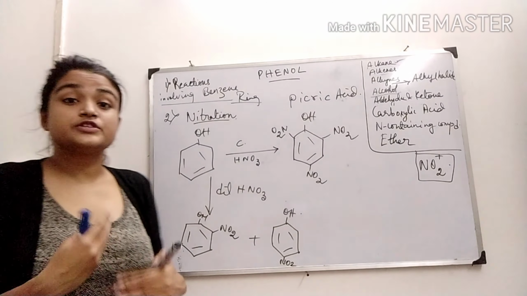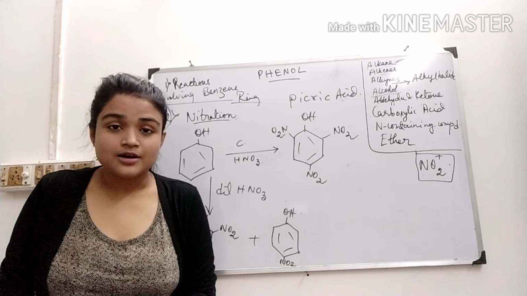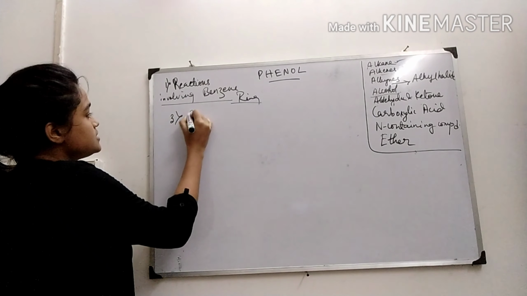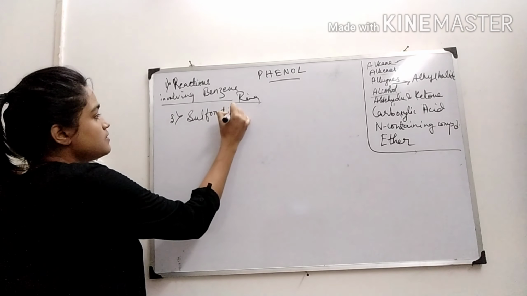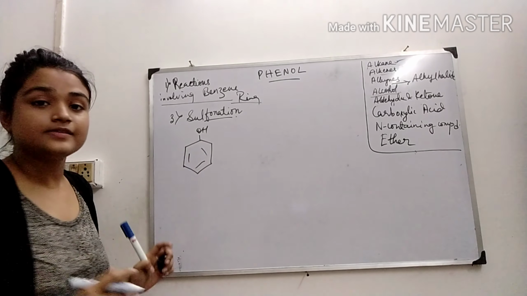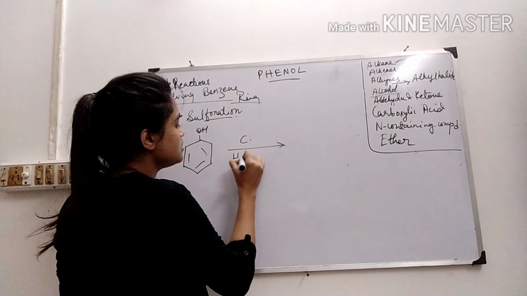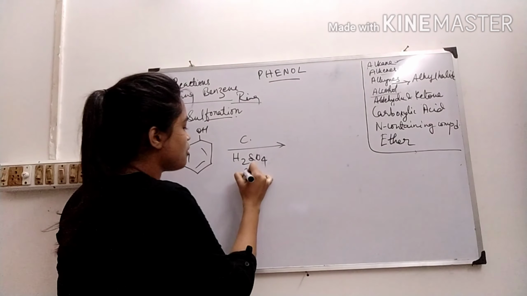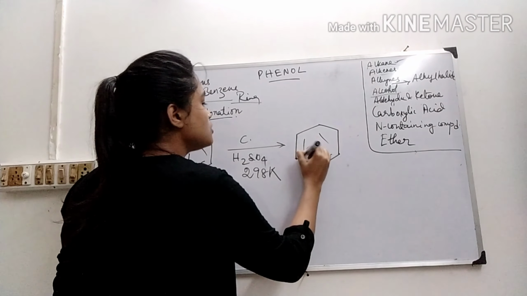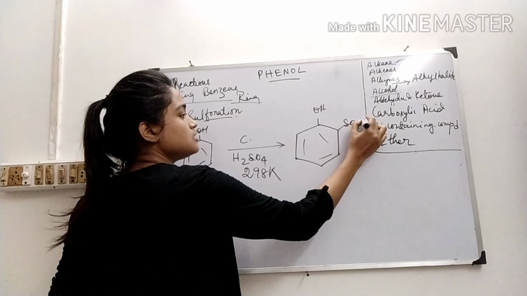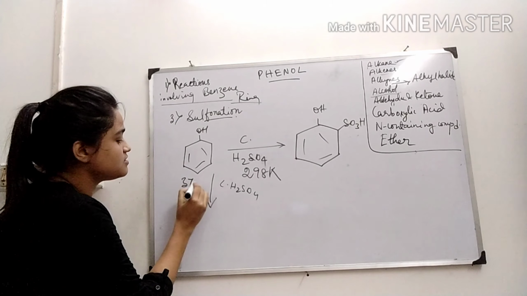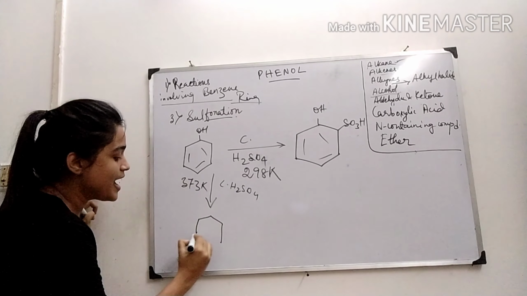In the same way, sulfonation can be done using concentrated sulfuric acid, where sulfonic group acts as the electrophile. So let's see the sulfonation. Now the third one is sulfonation, where we can use concentrated sulfuric acid. At a temperature of 298 Kelvin, in this case we will get only the ortho product. At a low temperature we will get only the ortho product. But if I increase the temperature to 373 Kelvin, in that case we will get the para product.